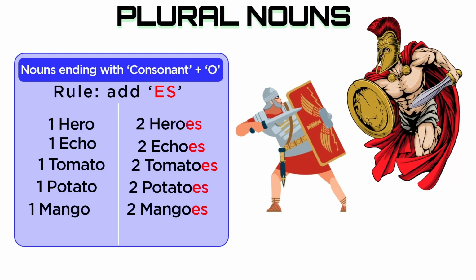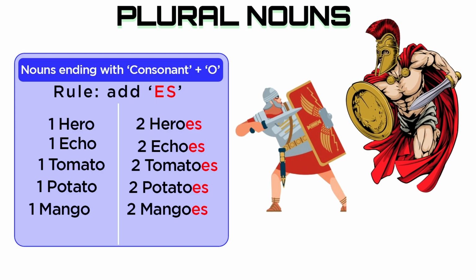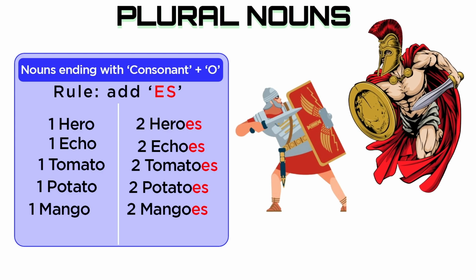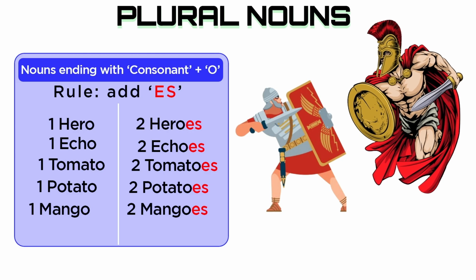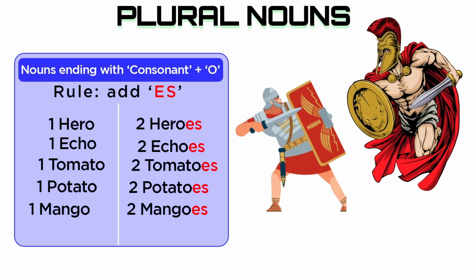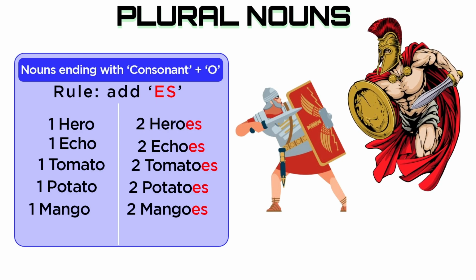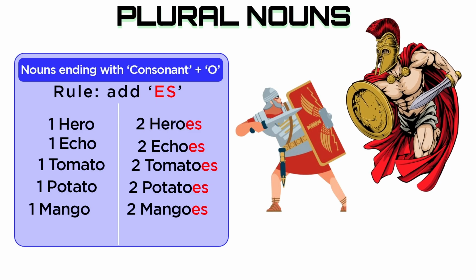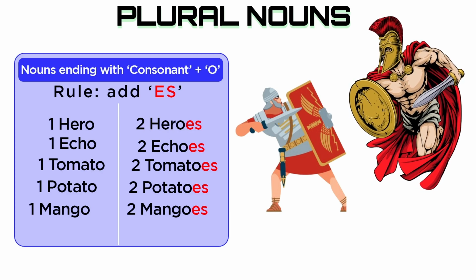But when a noun ends in a consonant plus the letter o, we need to add e, s. Hero ends with the consonant r plus o, so we add e, s to the end. One hero, two heroes. One echo, two echoes. One tomato, depending on your pronunciation, becomes two tomatoes. One potato, two potatoes.